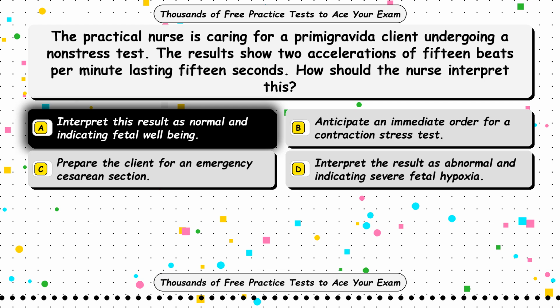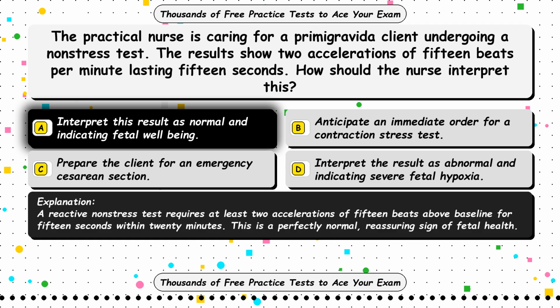The correct answer is option A. Interpret this result as normal and indicating fetal well-being. A reactive non-stress test requires at least 2 accelerations of 15 beats above baseline for 15 seconds within 20 minutes. This is a perfectly normal, reassuring sign of fetal health.